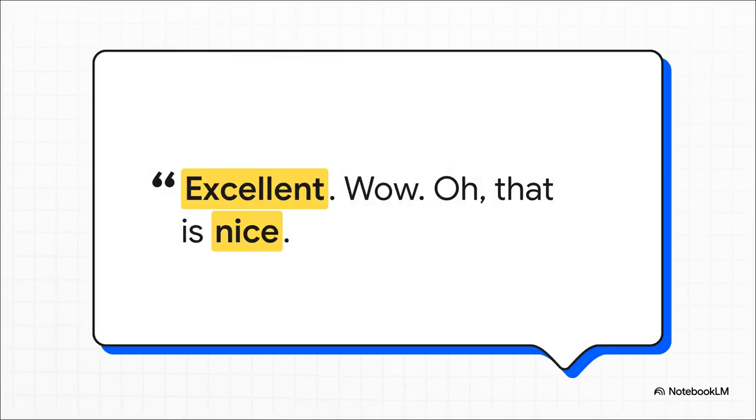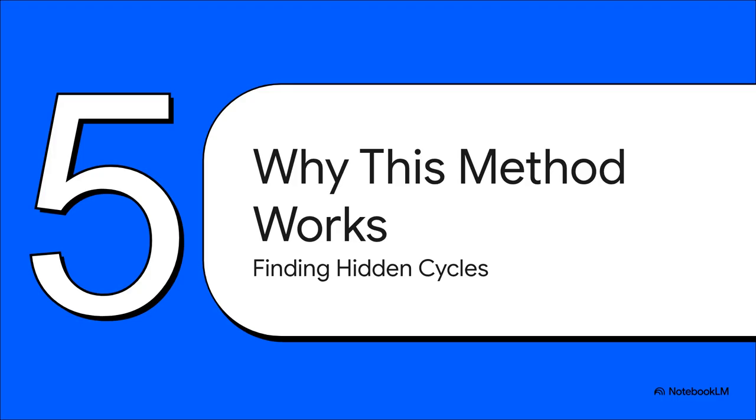This is that exact aha moment that the source material talks about. That feeling of, wow, that is nice. It's the payoff for doing things the smart way. We just found our first perfect study group, students 8, 1, and 12. So finding one cycle is awesome. But the really interesting question here is, why does this method work so well?